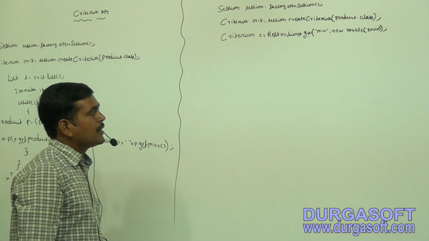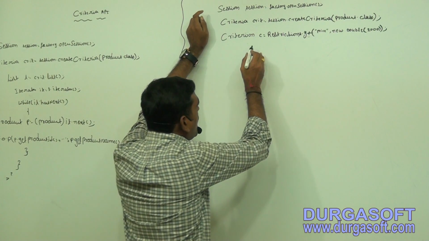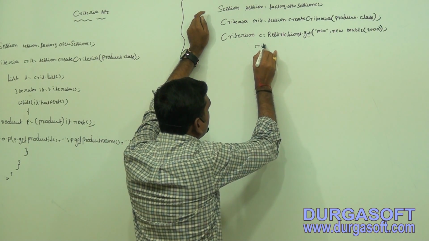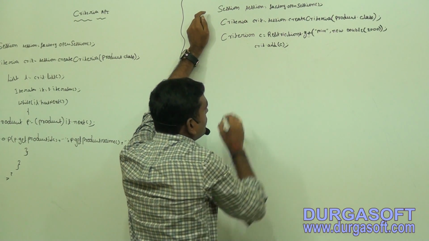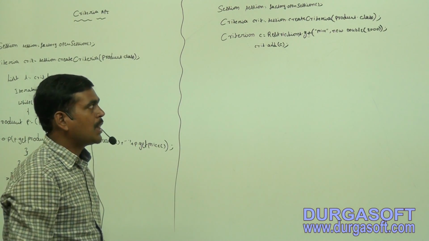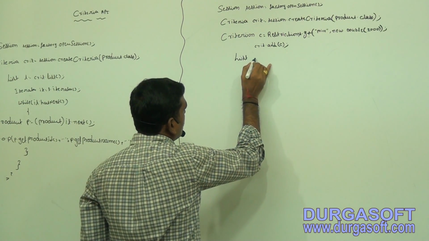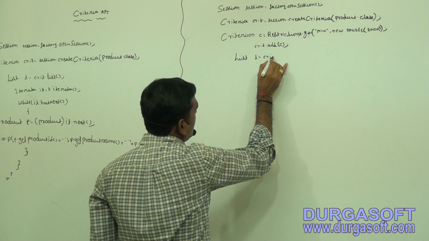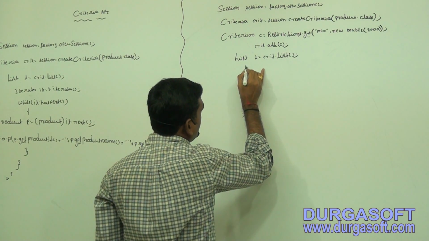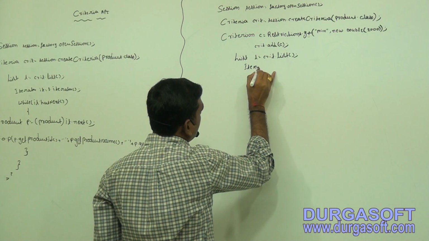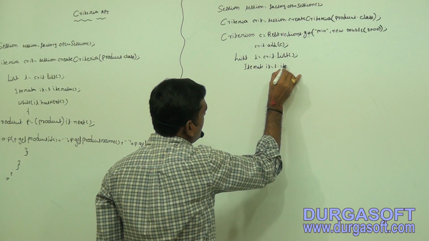After that we can add this C to criteria once again. How to add? Crite dot add, then C. That's enough. After that, as it is, we can take the list. List L is equal to crite dot list. The next, Iterator it is equal to L dot iterator.